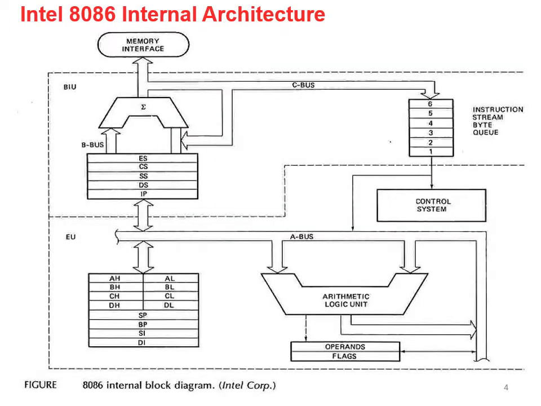So this is the architecture of Intel 8086. As you can see, there are two parts. The first one, the top part, is the BIU, bus interface unit, and the bottom part is the execution unit. We'll see this separately.